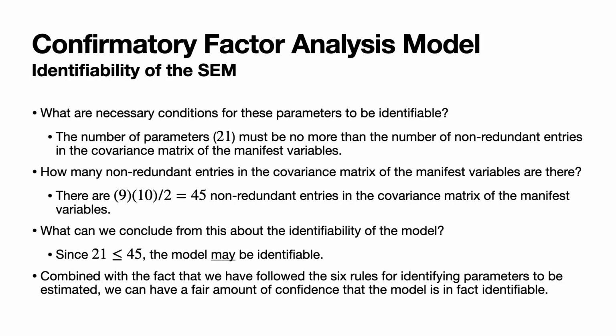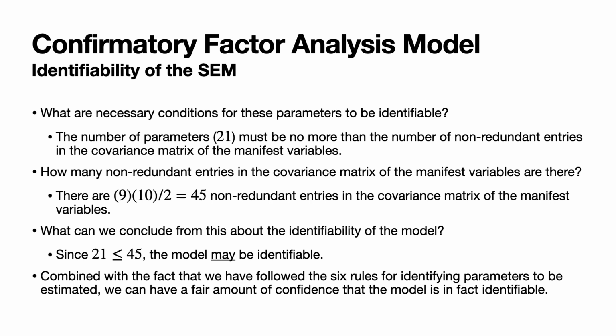Now let's go back and talk about the identifiability of the SEM. So we pose the question, what are necessary conditions for these parameters to be identifiable? We know that the number of parameters, which in this case is 21, must be no more than the number of non-redundant entries in the covariance matrix of the manifest variables. How many non-redundant entries in the covariance matrix of the manifest variables are there? Well, there are 9 times 10 over 2, or 45, non-redundant entries in the covariance matrix of the manifest variables. And so this criterion is satisfied.